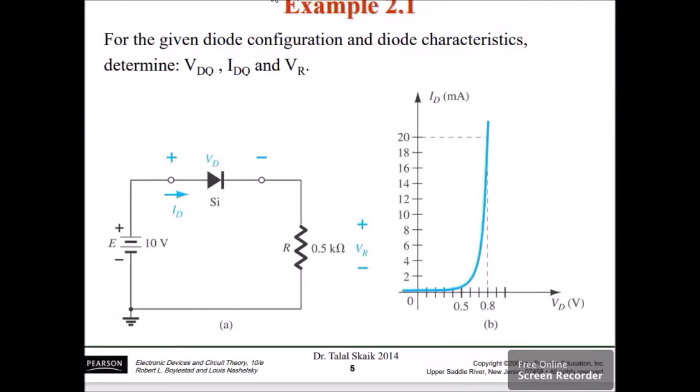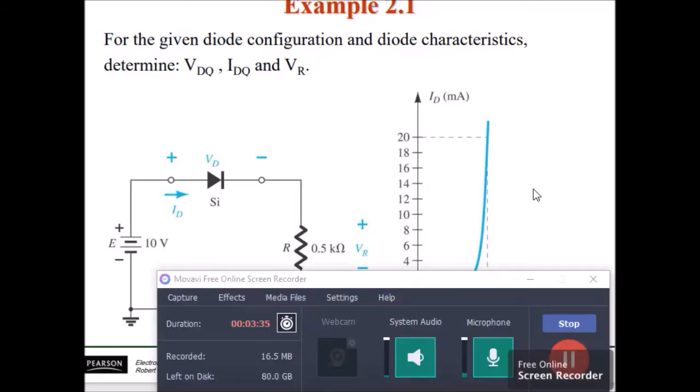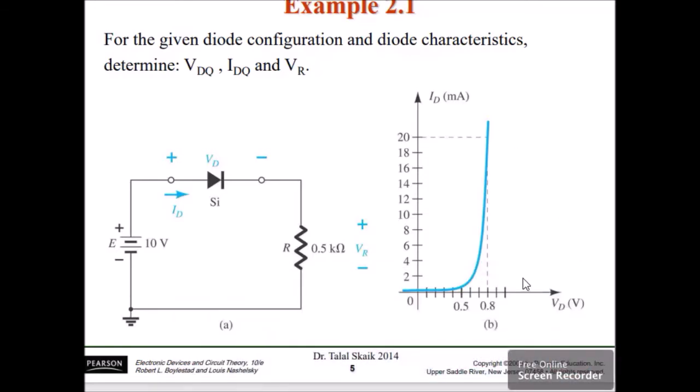So, of course, to appreciate, we have our first example. Example 2.1. For a given diode configuration and diode characteristic, determine VDQ, IDQ, and VRs. What is this VDQ and IDQ? This is the quiescent point. Okay, and your VR, voltage ng resistor dito. Alright, so load line analysis.